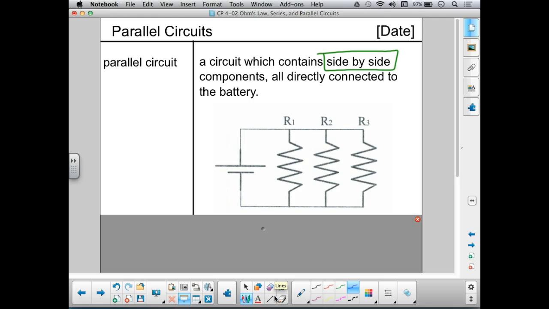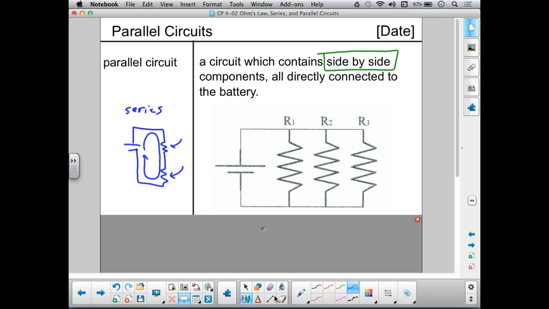If you remember, a series circuit has components that are one after another in a row. So here's a series circuit where I would have one resistor right here and then another resistor, and electricity has to go first through the first resistor and then through the second resistor. It has to go through those components in series, one after another. So this is a series circuit.